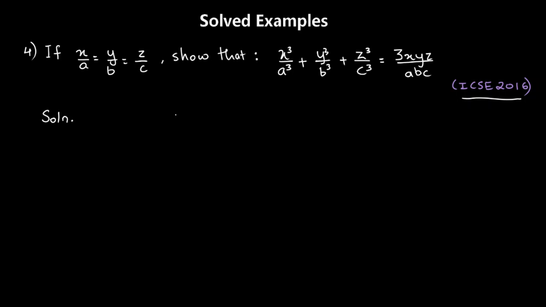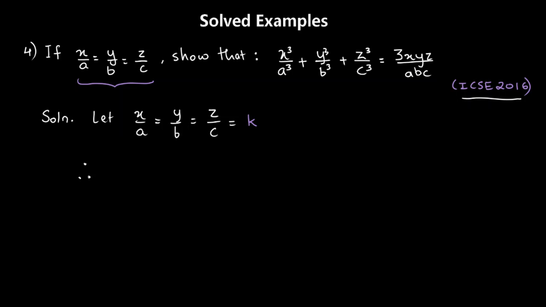Now remember one thing: generally, if we've got multiple ratios equal to each other, or four terms proportional to each other, we equate all the ratios to a common variable. So in this case I can say let x upon a, which is equal to y upon b, which is equal to z upon c, be equal to k. That means each and every ratio is equal to k.